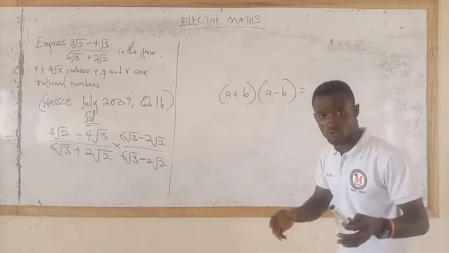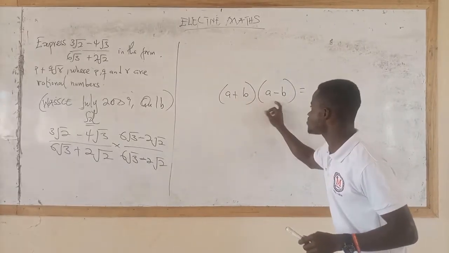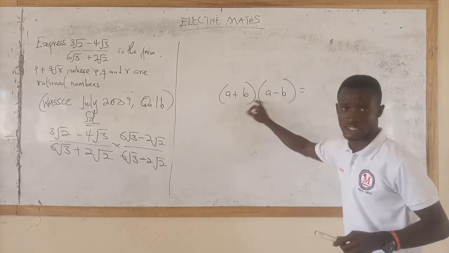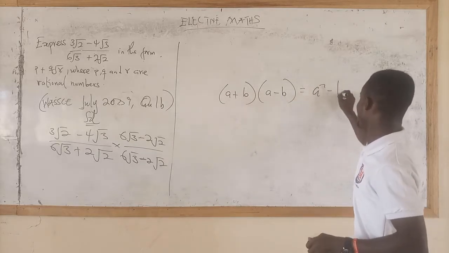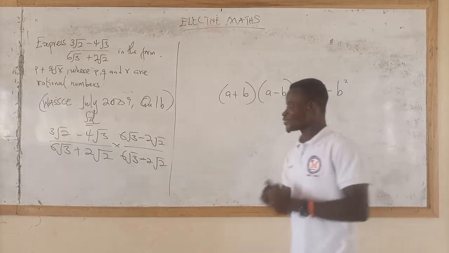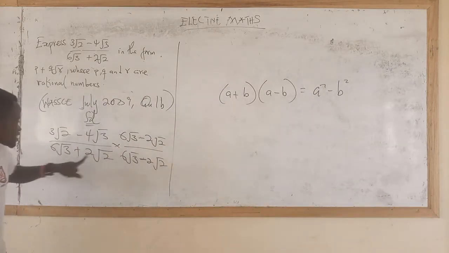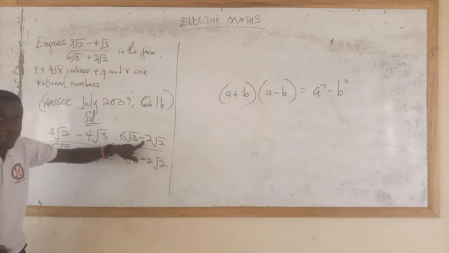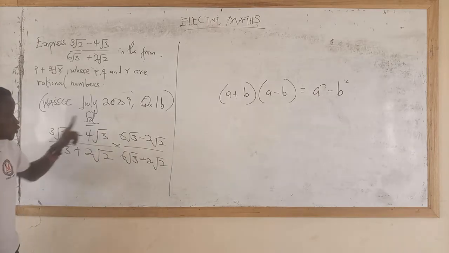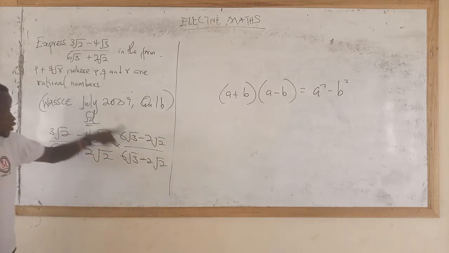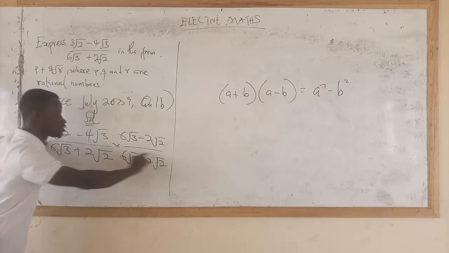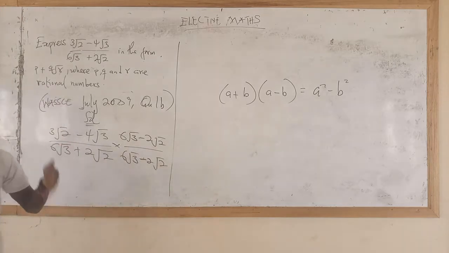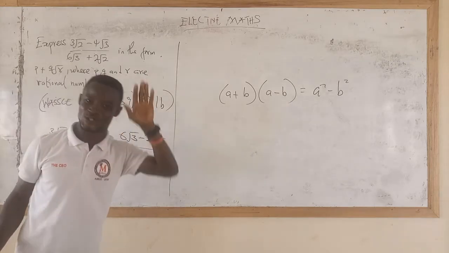So for a difference of two squares, if the numbers are the same and only a sign in between is changing, then it will be a squared minus b squared. So the reason why you change the sign to the opposite sign: if it is plus, you change to minus. If it is minus, you change to plus. It's for a reason, that the whole of the denominator here will form a difference of two squares.